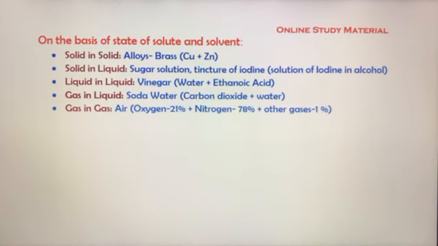Another basis of classification of solution is the state of solute and solvent, whether they are solid, liquid or gas. The first part given is the solute and the second is the solvent. If we dissolve solid in solid, then this is a type of solution. For example, alloys. An example is brass, which is formed by mixing copper and zinc.